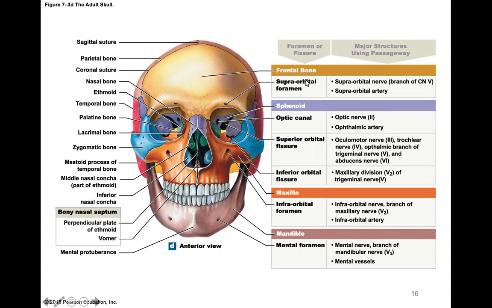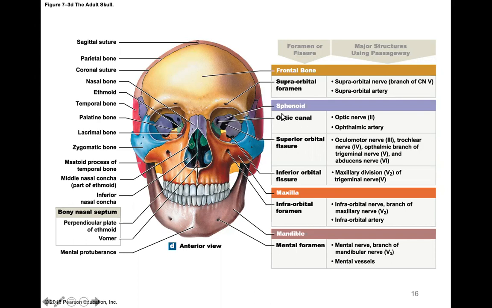The frontal bone, we have the supraorbital foramen. This is this tiny little hole right here. This is where cranial nerve 5 will actually pass through, as well as the supraorbital artery. The sphenoid bone, this is this purple bone right back in here, all the way through here. When we look at this bone in a few minutes, this is actually a big bat-shaped bone.